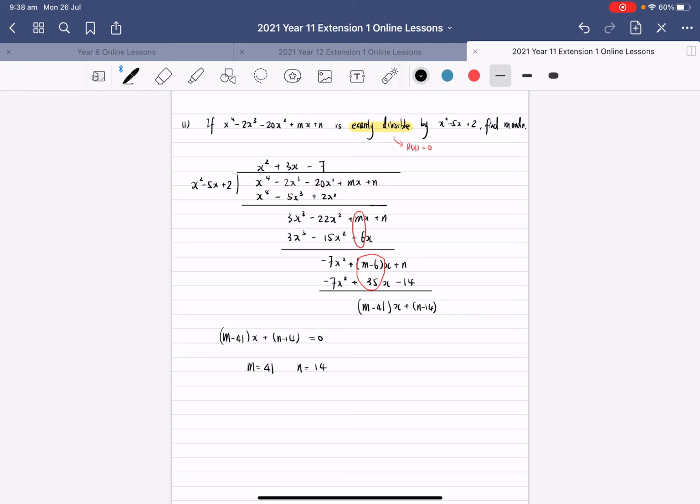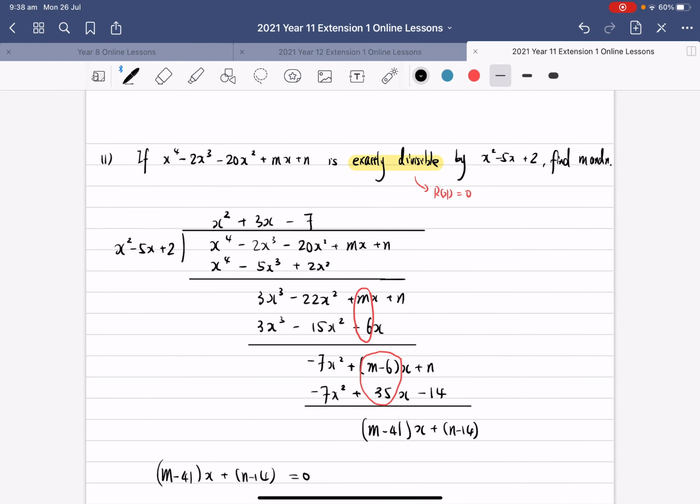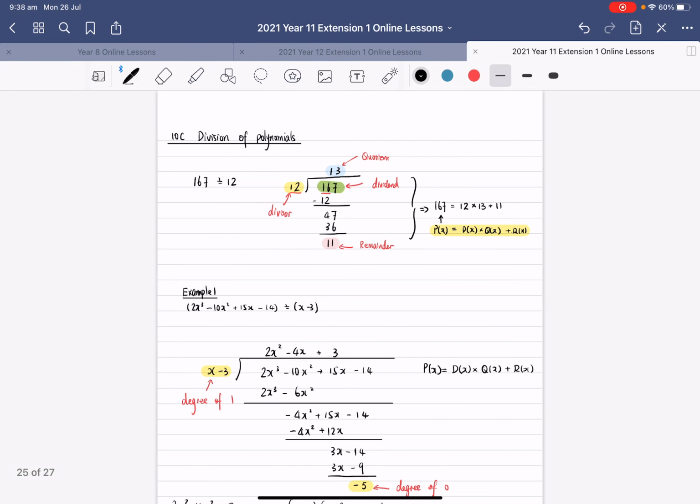Is there any other question in the exercise that I feel I need to talk about? I feel like this example should be enough for you to go through the exercise. Again, have a look at which exercise questions you need to do. If you have any questions, make sure you post them to me and I will solve them for you. That's all you have to do for long division for this exercise. All right, thank you.